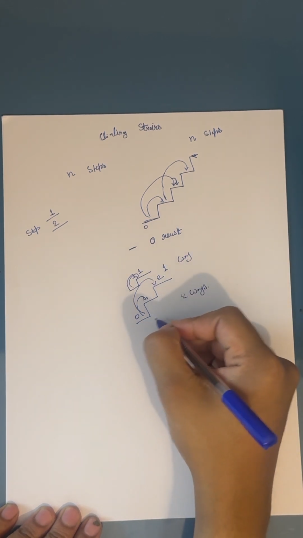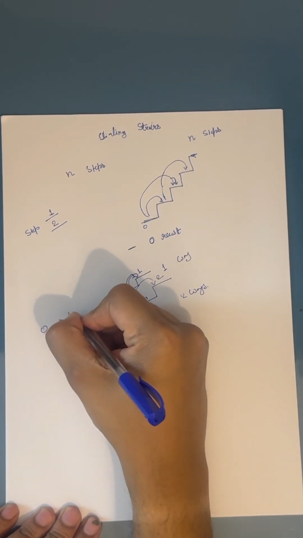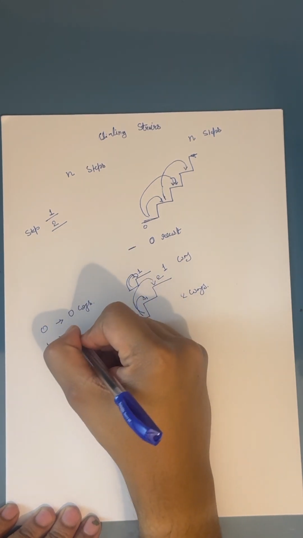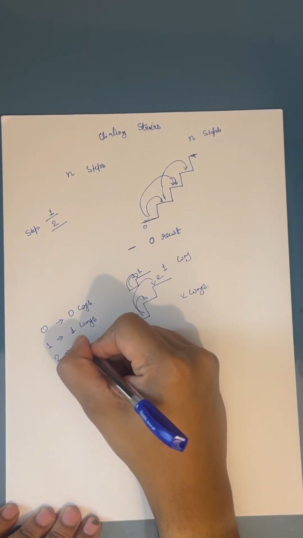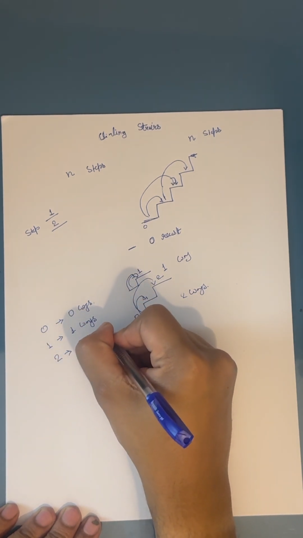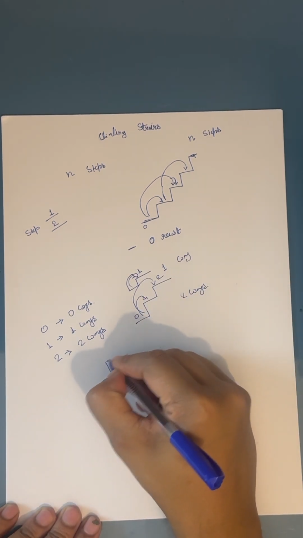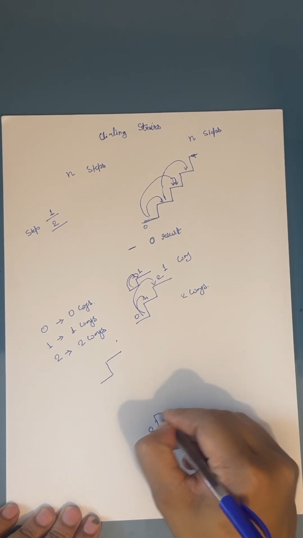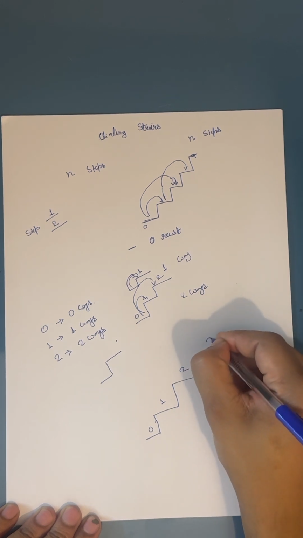So you can see the pattern, right? For 0, it's 0 ways. For 1, it's 1 way. For 2, it's 2 ways. Similarly, let's say it has 3, or I will take here 0, 1, 2, 3.